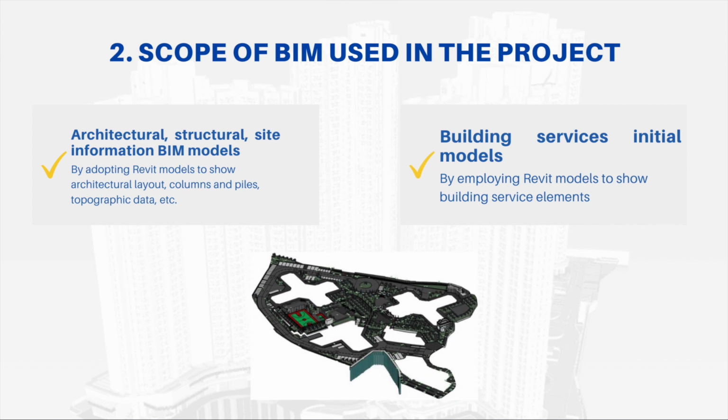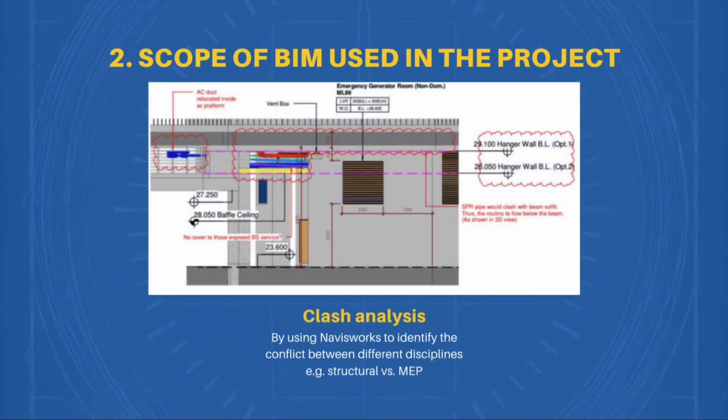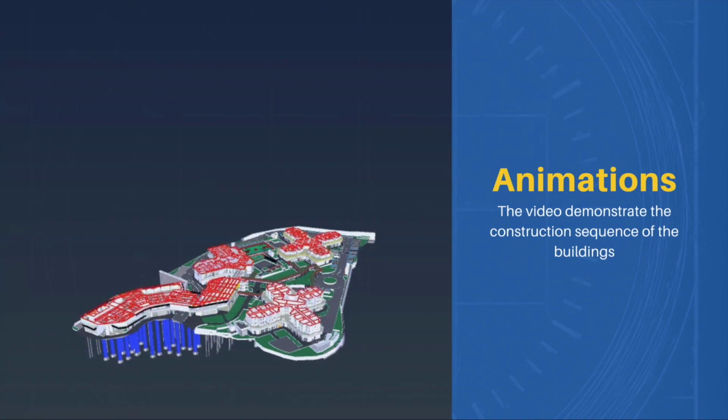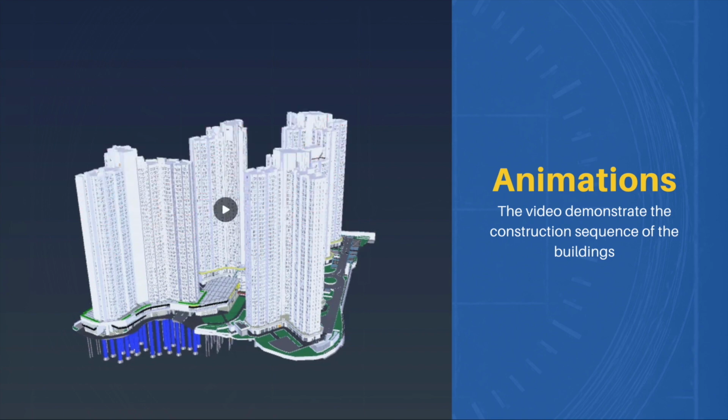Regarding the scope of BIM in this project, there are four main items produced using BIM. The first two items were using Revit to generate 3D models that contain different information. Also, by using Revit work, clash analysis was conducted to identify the conflict between different disciplines. The last item is animations. By using Revit work, the videos demonstrating the construction sequence of the buildings were produced.